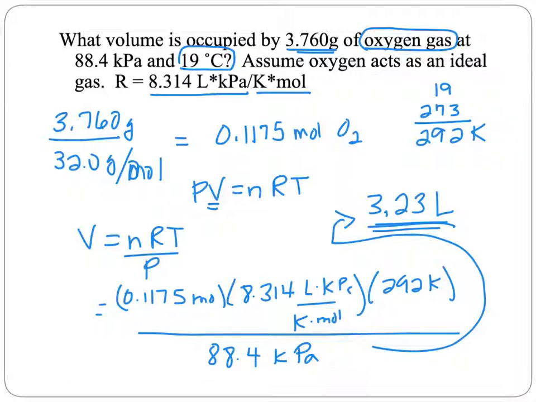So basically, with using the ideal gas law, the most important thing is to remember to change your temperatures from Celsius into Kelvin and to make sure you've got everything in the correct units. Other than that, it's pretty straightforward.